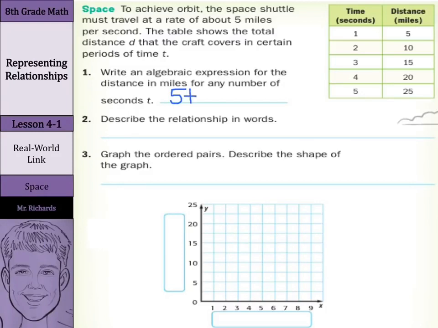5t. And to describe this relationship in words, we can say the distance is 5 times the number of seconds.